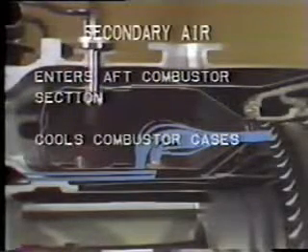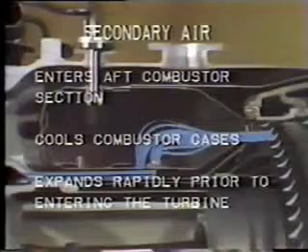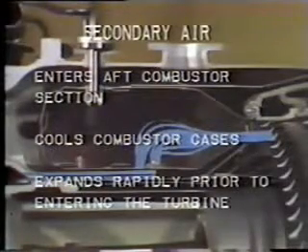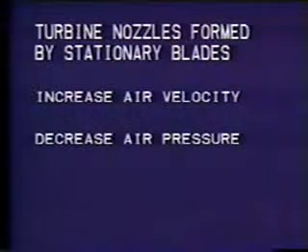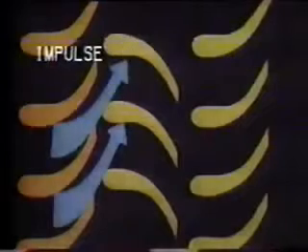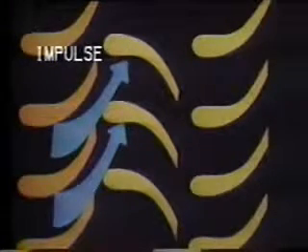Let's review what you've seen. Primary air enters the forward combustor section, flows through air blast tubes, mixes with fuel and ignites. Secondary air enters the aft combustor section, cools the combustor gases, expands rapidly prior to entering the turbine. The turbine nozzles formed by the stationary blades increase air velocity and decrease air pressure.